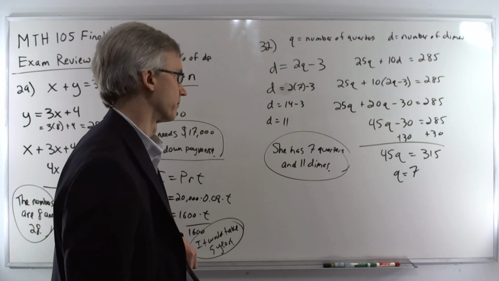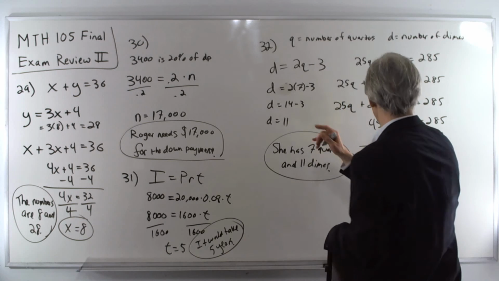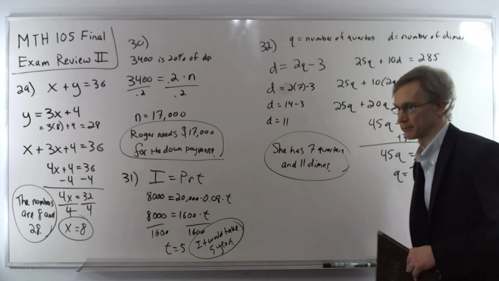Let's make sure this is right. So 7 quarters would be $1.75. 11 dimes would be $1.10. Add those together and we get $2.85. So that is correct.